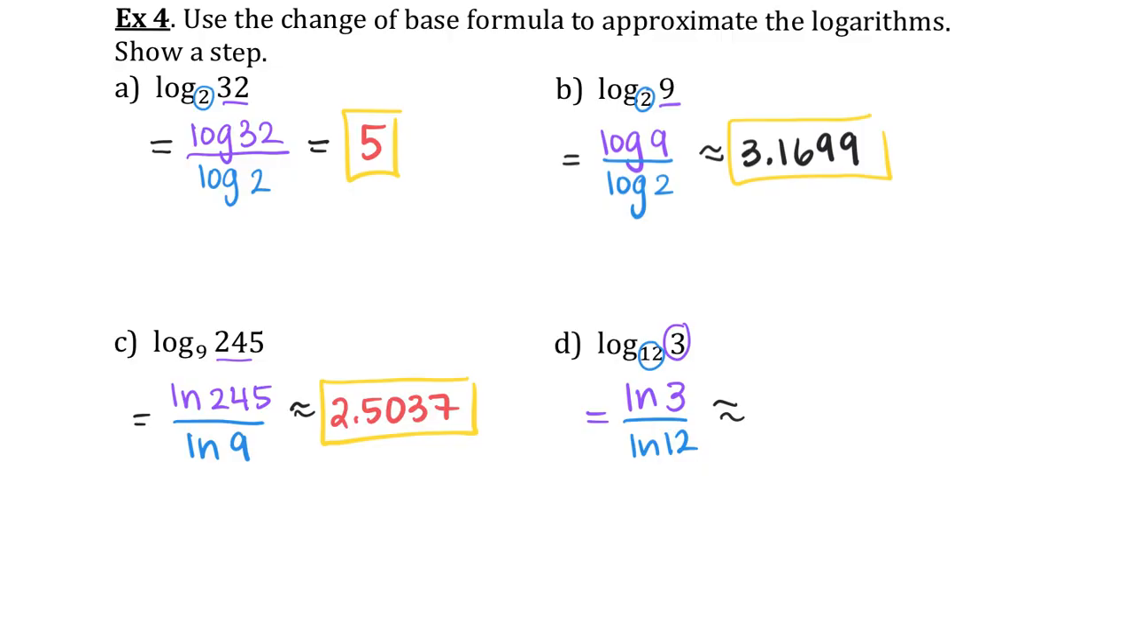Okay, I got, let's keep a few decimals, 0.4421. So that's saying 12 to the 0.4421 equals 3, which kind of makes sense because the number is getting smaller, so the exponent is small. It's some kind of root.